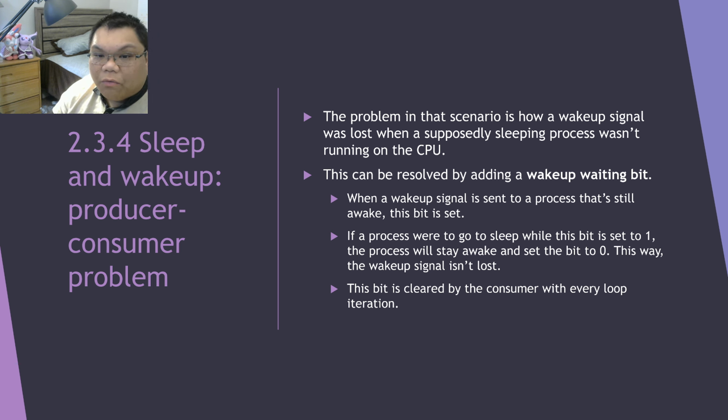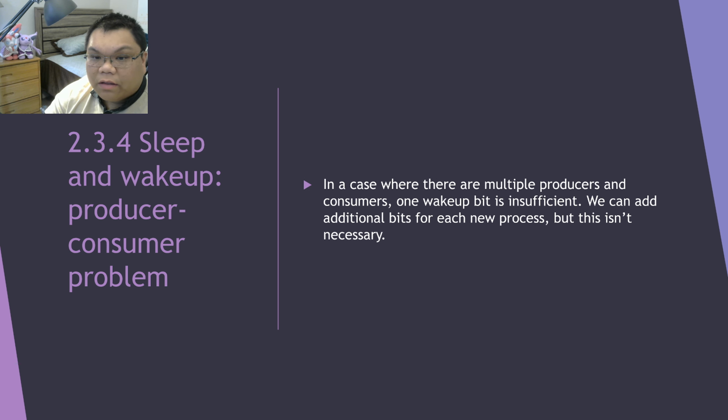It's called a wake-up waiting bit. Basically, when a wake-up signal is sent to a process while it is still awake, the bit is set. If a process were to go to sleep while this bit is set to 1, the process will stay awake and the bit is set to 0. This way, the wake-up signal isn't lost. And we clear this bit by the consumer with every loop iteration.